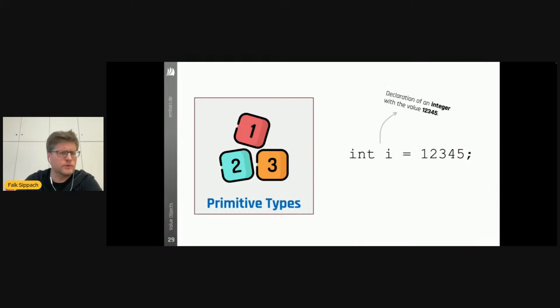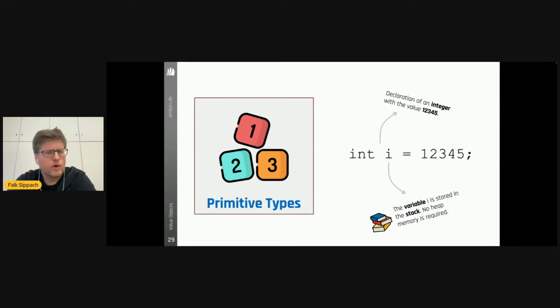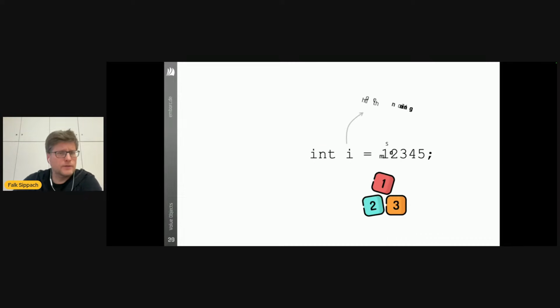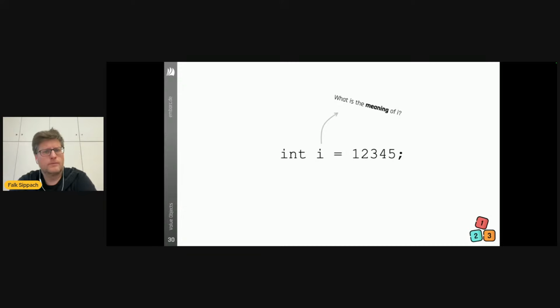So let's start with some examples. And there I have an int variable with the value 1, 2, 3, 4, 5. Just a declaration of a primitive int. And actually, that will be stored on the stack. We have a stack and we have a heap, and it's stored on the stack, so there's no heap memory required. And the big question here is, what is e all about?